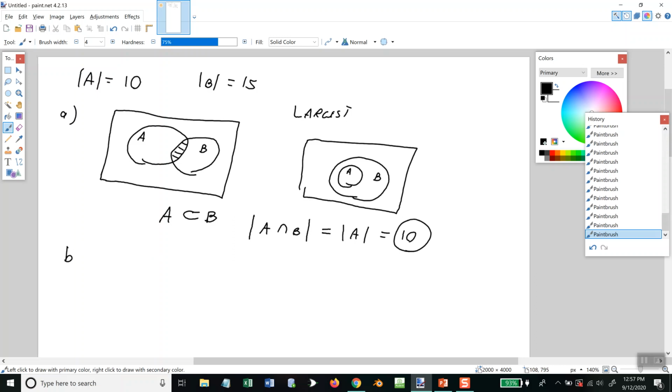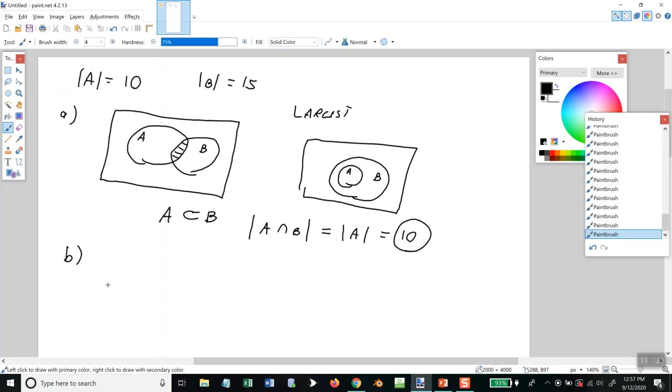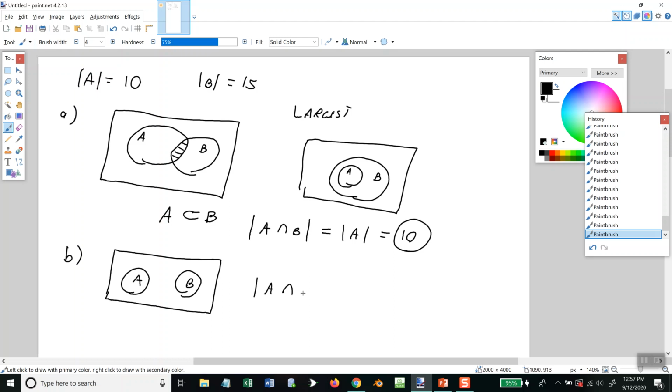Okay. Now B. B says, what's the smallest possible value? Okay, we're still dealing with the intersection. Smallest possible value will obviously be if they have nothing in common. So, in this case, the cardinality of the intersection of A and B is going to equal 0. They have nothing in common.